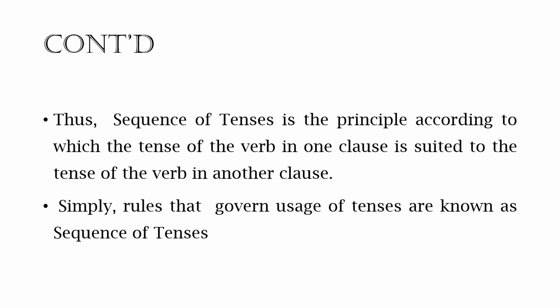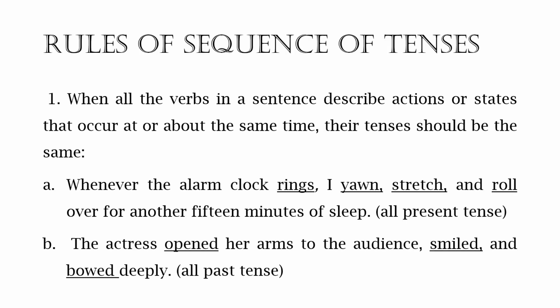Strict adherence of tense over them. Thus, sequence of tenses is the principle according to which the tense of the verb in one clause is related to the tense form of the other verb in another clause. So the tense form in one clause will determine the tense form that will be used in another clause. So we simply refer to sequence of tenses as rules that govern usage of tenses.